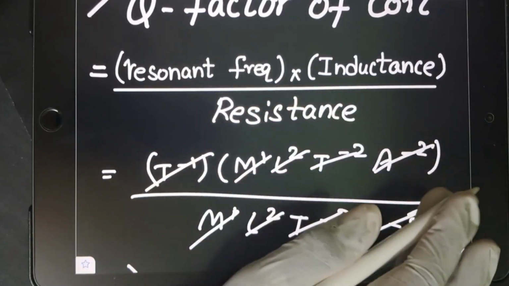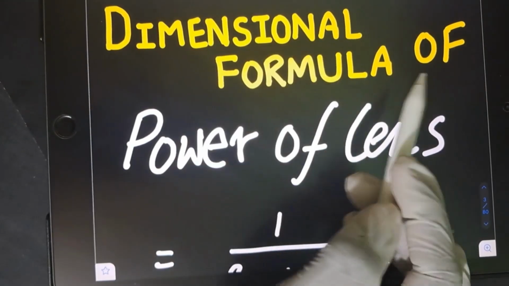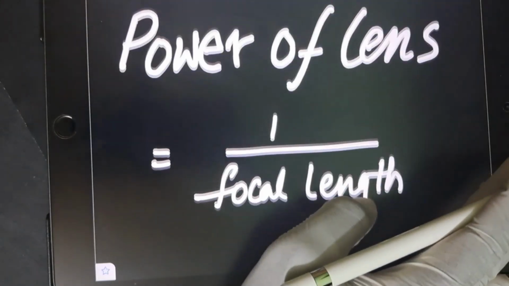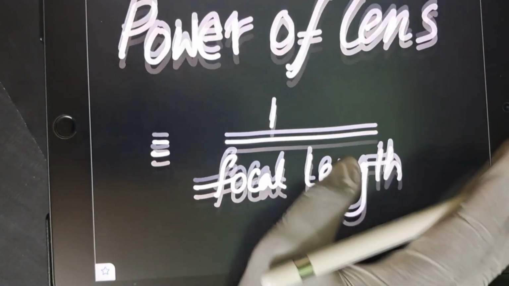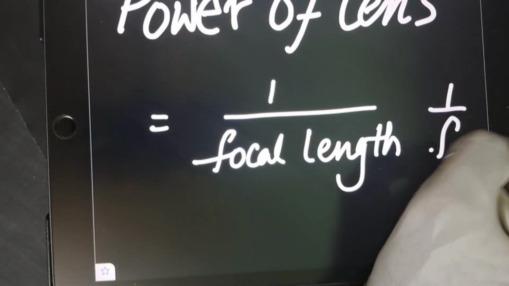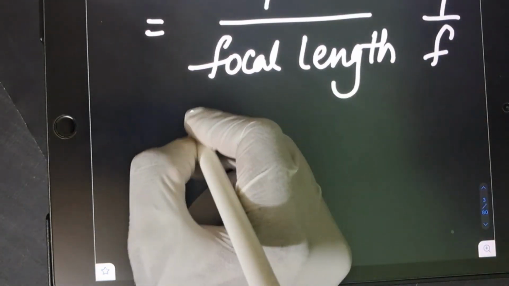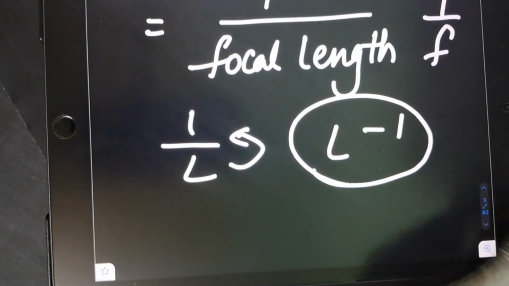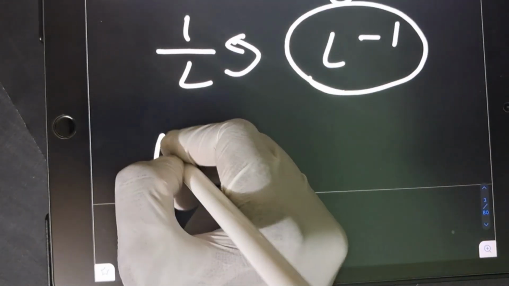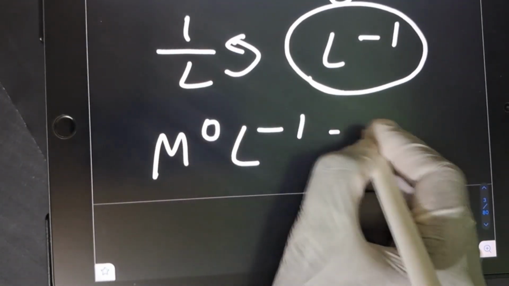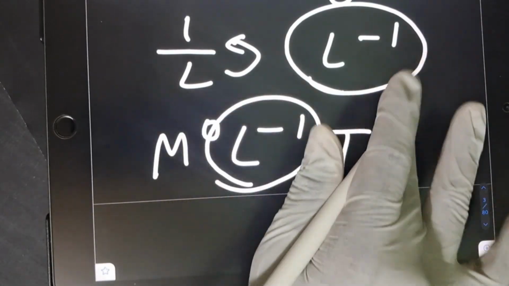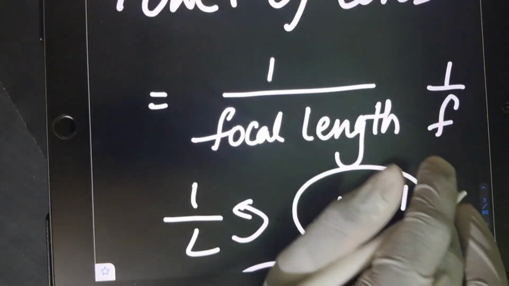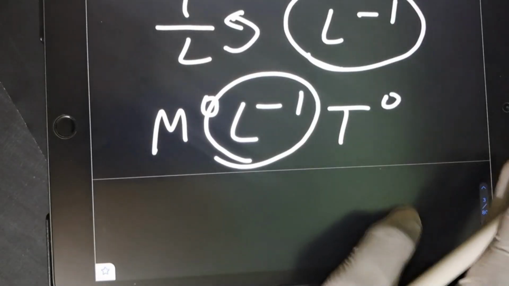There are no dimensions. To find the dimensional formula of power of lens, the power of lens is equal to 1 by focal length, 1 by f. Here the focal length has the dimensions of length. We can write it as 1 by L. So in reciprocal we will get L power minus 1: M power 0, L power minus 1, T power 0. L power minus 1 is the dimensional formula of power of lens.